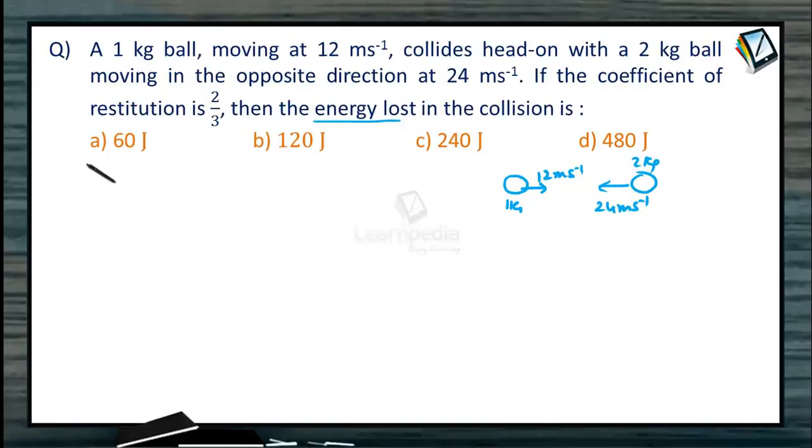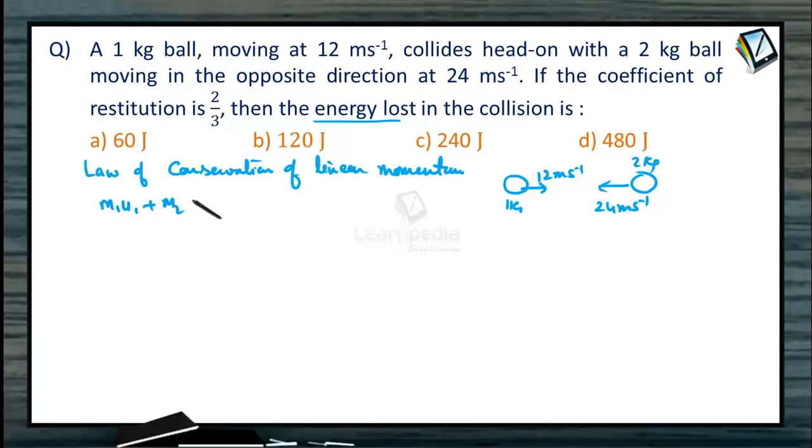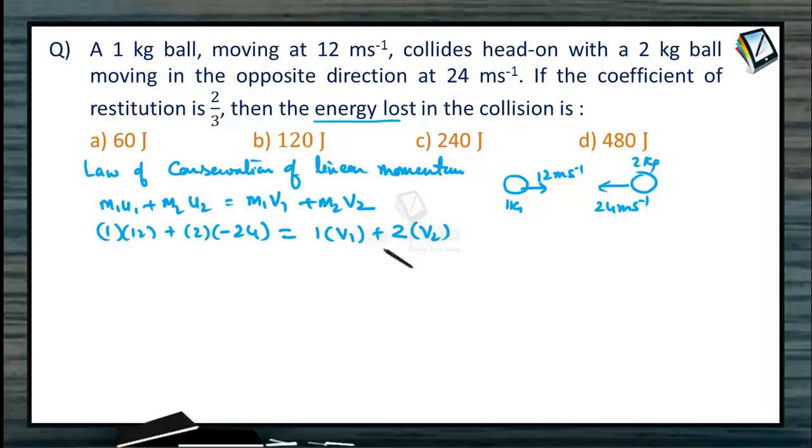So by using the law of conservation of linear momentum, m1 u1 plus m2 u2 is equal to m1 v1 plus m2 v2. 1 kg mass into 12, plus 2 kg mass into the opposite direction, minus 24, equals 1 into v1 plus 2 kg mass into v2. So we get v1 plus 2v2 is equal to minus 36. Equation 1. Now there are two unknowns, v1 and v2. Since the coefficient of restitution is given to us, let us use the formula for coefficient of restitution.